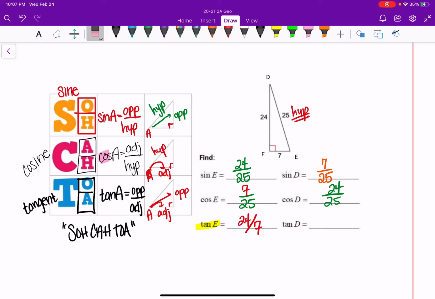Same thing for tangent of D up top. I need first my opposite side, which is 7, then my now adjacent side, which is 24.